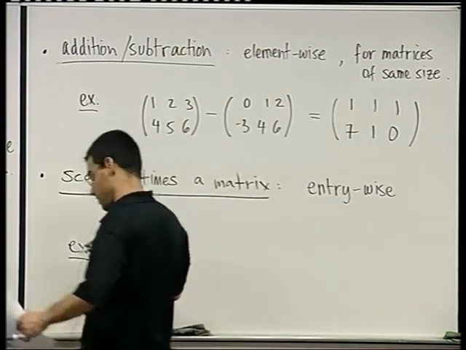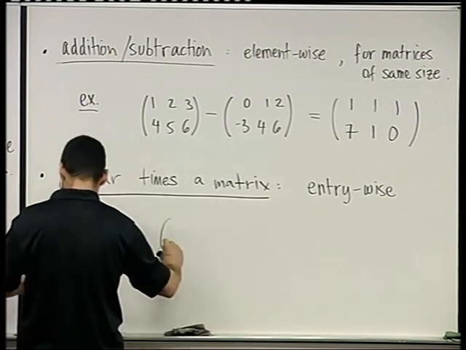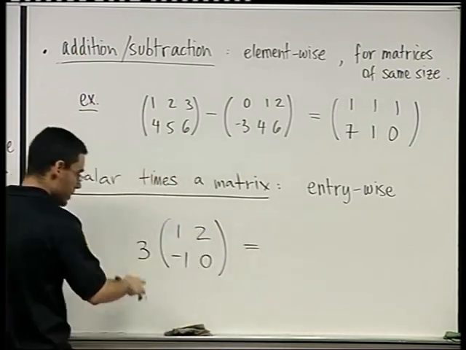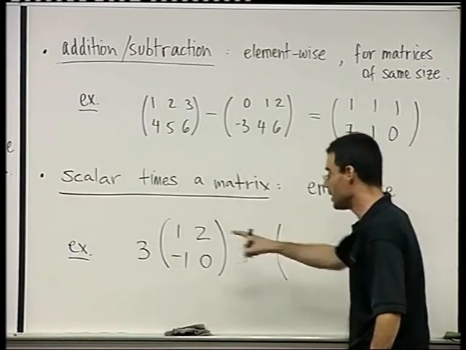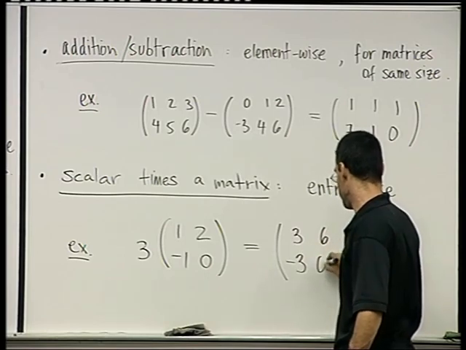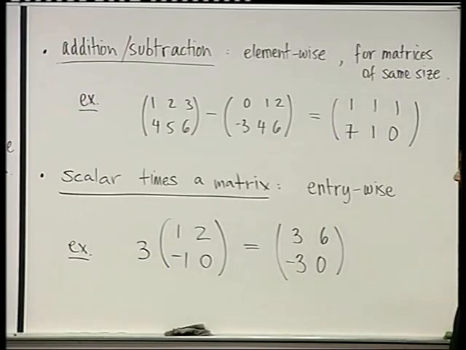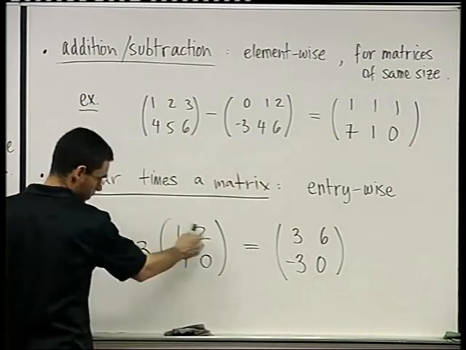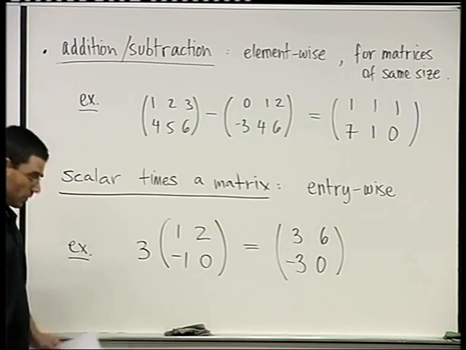Okay, so here's an example. Suppose I want to do 3 times the matrix 1, 2, -1, 0. What is 3 times this matrix? It's just 3 times every entry. So it's going to be 3, 6, -3, 0. I multiplied each entry by the number, by the scalar. Is this clear? And you can multiply a matrix of any size by a scalar. You just multiply each entry. Okay, good? Everybody?